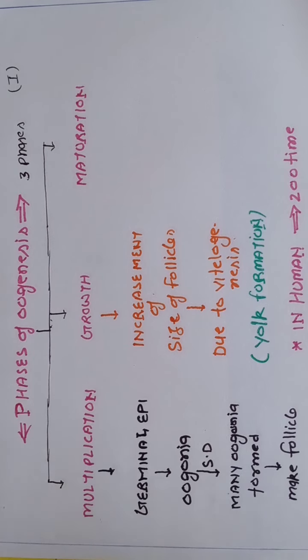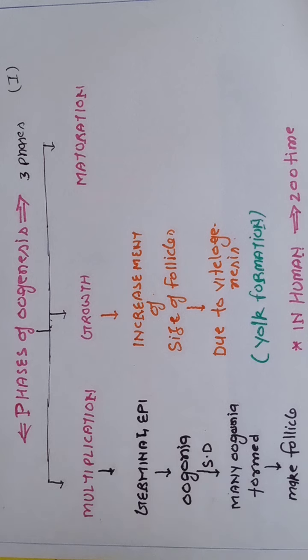So now growth. What is the meaning of growth? Actually, the primary follicles which are formed here, now their size increases. So in the growth phase, the size of the follicle increases due to accumulation of nutrient, or you can say vitellogenesis, which means accumulation of yolk.